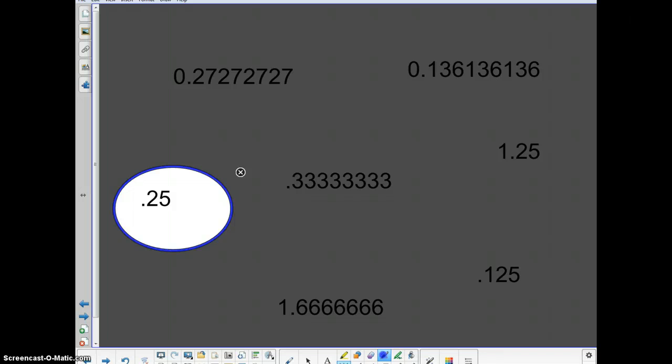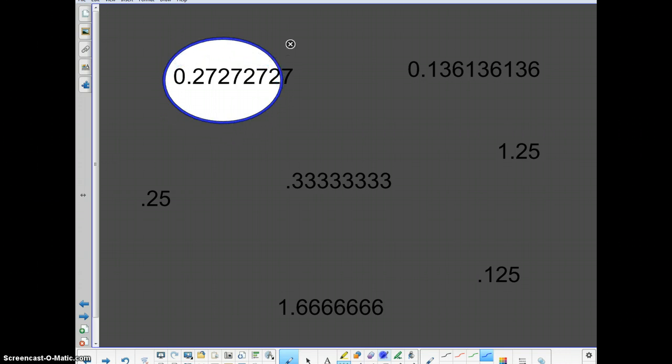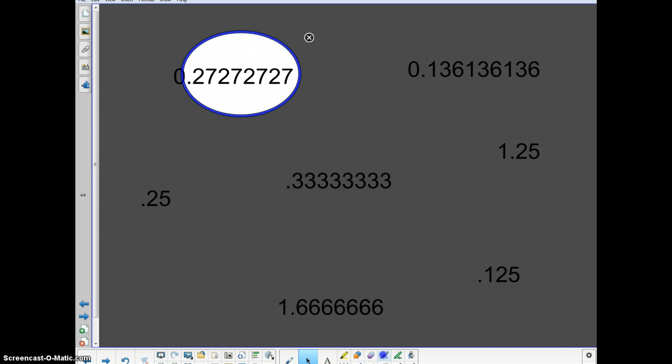So 0.25, see how it stops? Well, that would be called a terminating decimal. It stops. Now if we go back up here, 0.27, 27, 27, 27, as you can see, this 27 is the block that keeps on repeating. Now, it really keeps going, but we didn't have room for it on the board. So 27 keeps going, so that would be the repeating decimal.